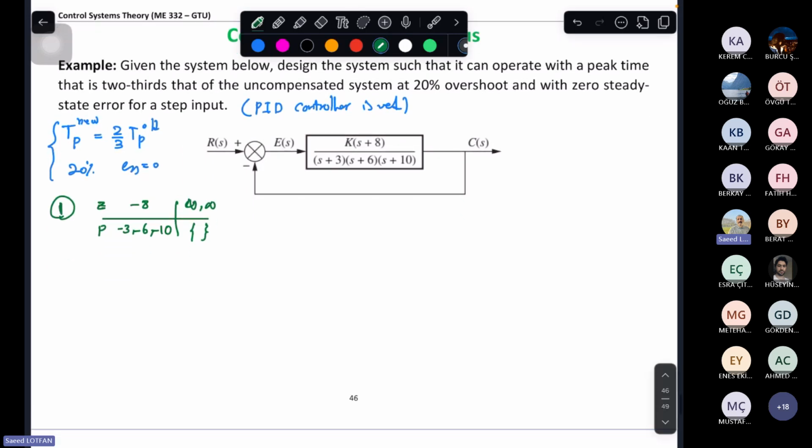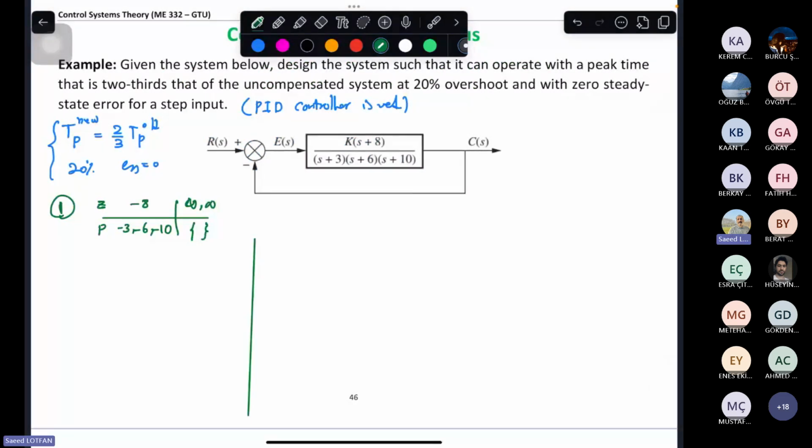So if I want to draw the root locus of the system, I can say at -3, and I have -6. Let's make it more scalable. -3, -6, and I have -8 and -10, something like this. Here is the root locus, based on the odd number on the right. So this is the path here.